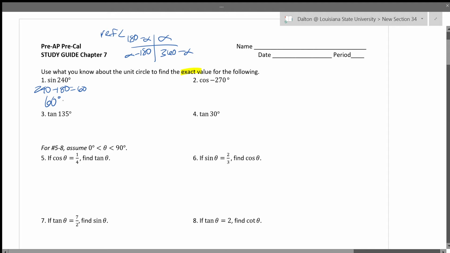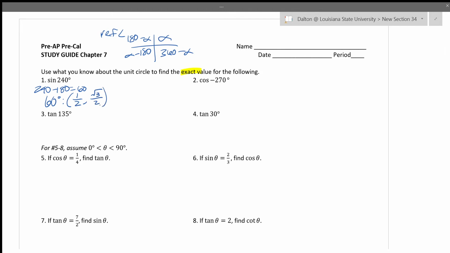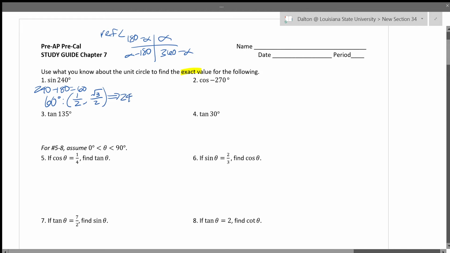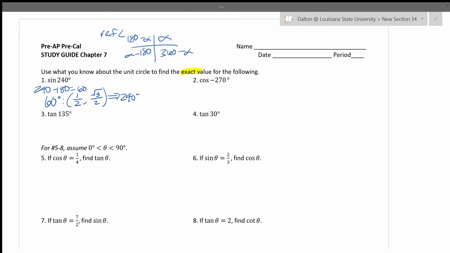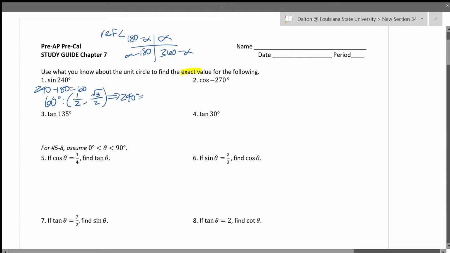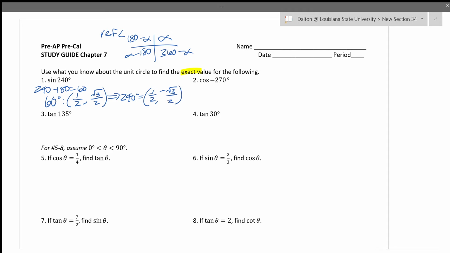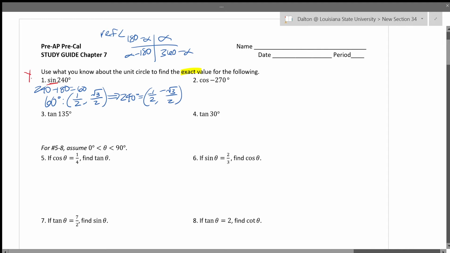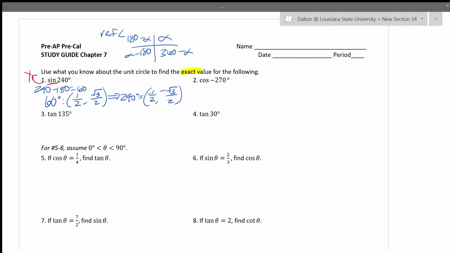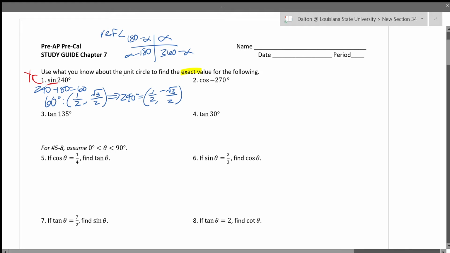At 60 degrees, if you recall, the coordinate points for that are 1/2, comma, the square root of 3 over 2. That implies that because 240 is in the third quadrant, its coordinate points are going to be the same two numbers, except they're both going to be negative. So negative 1/2, negative square root of 3 over 2. And sine value is the y coordinate, right? Sine is the y coordinate, or y over r. Therefore the y coordinate at this angle is negative square root of 3 over 2. So the sine of 240 is negative square root of 3 over 2.